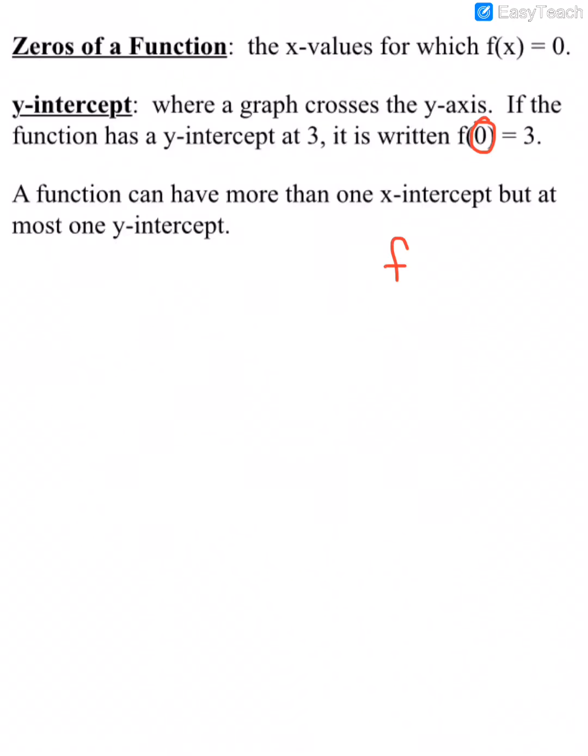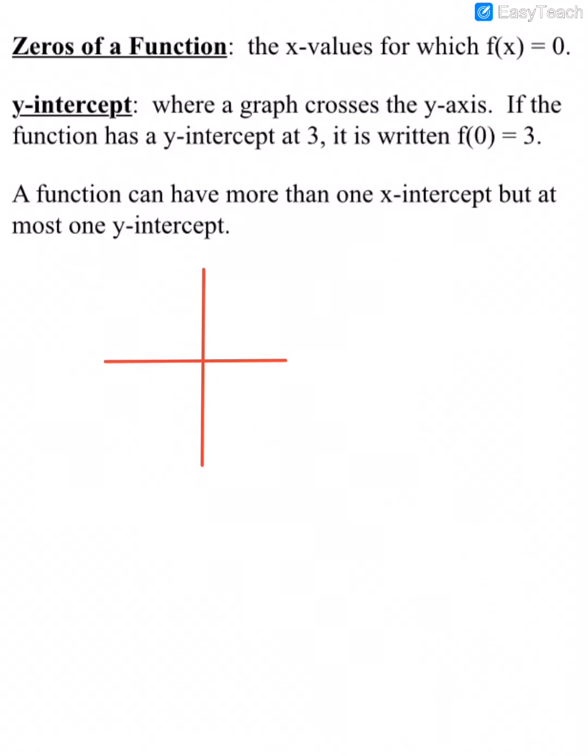Remember, it's usually written like this. So here my x is 0, my y is 3. So my y-intercept is 3. It's crossing through y at 3, but my x is 0. Now, a function can have more than one x-intercept, but it can have at most one y-intercept. Why do you think that is?